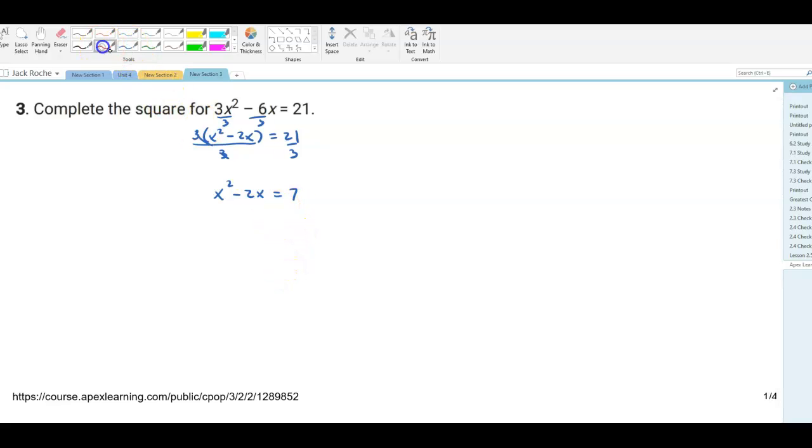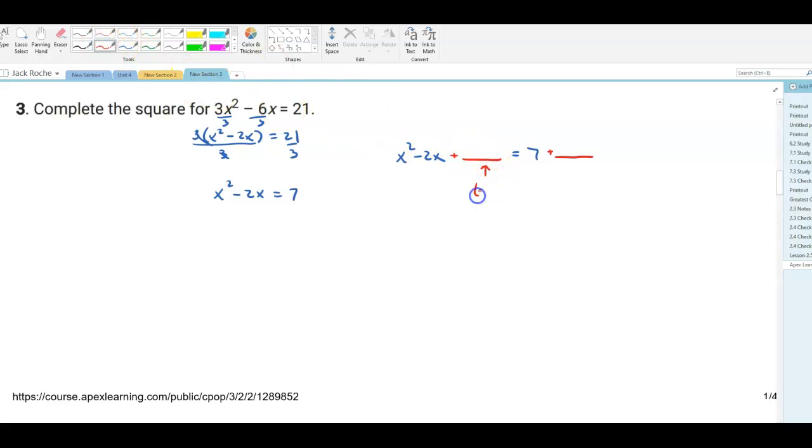So now I'm going to go ahead and complete this square here. Okay, so I'm going to go x squared minus 2x. I'm going to add something here equals, right, 7. And then I'm going to add the same thing to this side. So how do I figure out what I add?